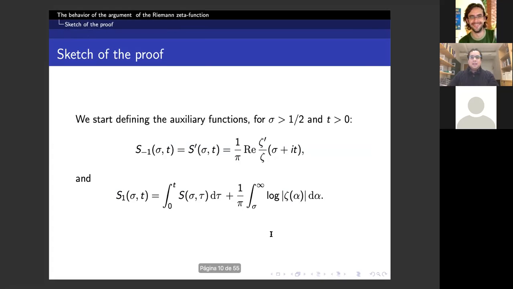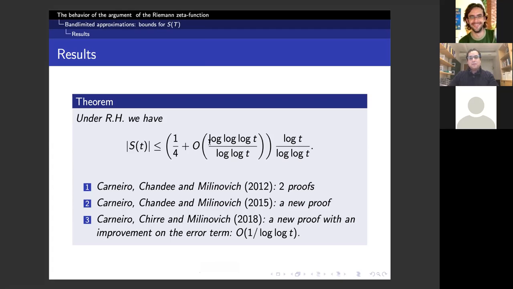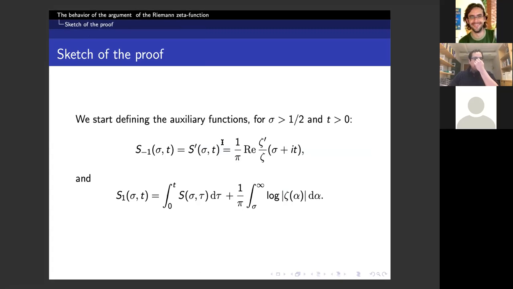So let me give a sketch of the proof of this result, 1/4 plus this error term multiplied by log t over log t. I will start by defining two special functions. For sigma bigger than 1/2 and t positive, the function S minus sigma t, that is the derivative of the argument function at the point sigma plus it.